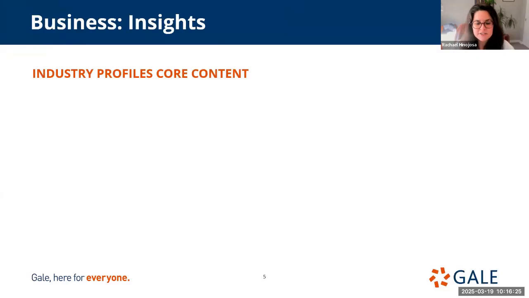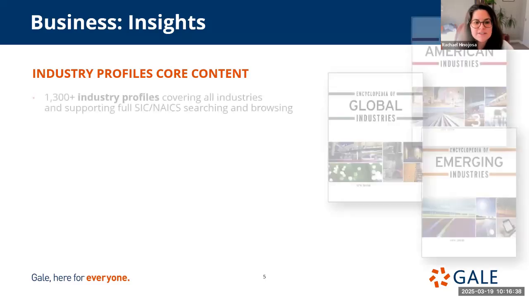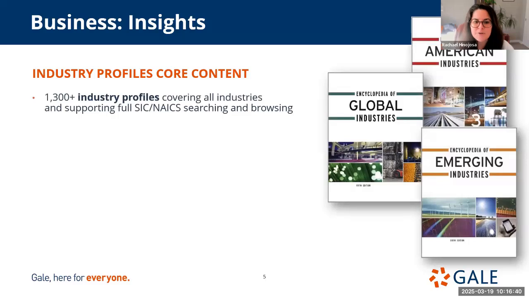Now, outside of those excellent company profiles, we also have industry profile pages, which look very similar, but of course have different types of material. So these cover all industries, and you can search for these profiles by their NAICS or their SIC codes. So if you know that, you can pop that in the basic search or the advanced search and find that industry profile.